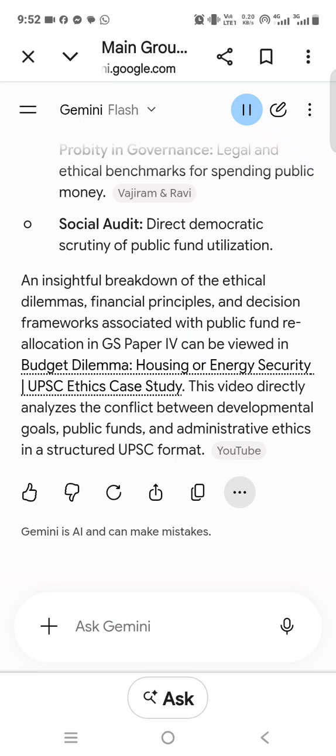Substandard, ghost assets. Payments have been cleared for rural roads and water harvesting structures that either do not exist on the ground or are constructed with severely inferior materials.